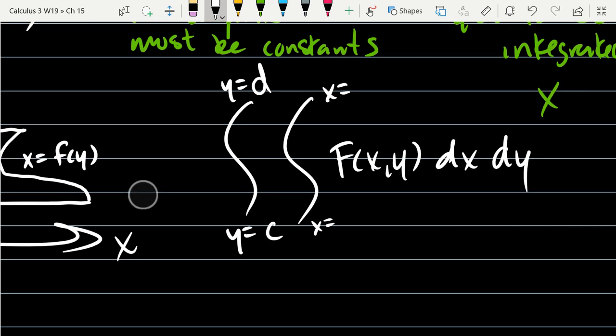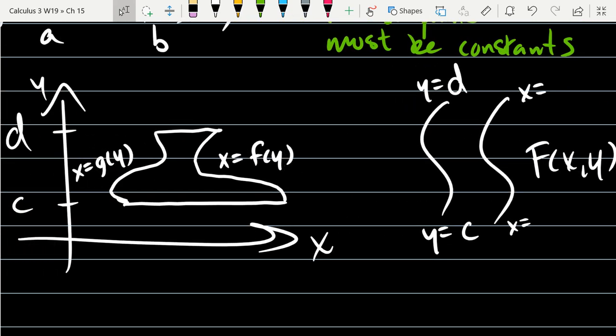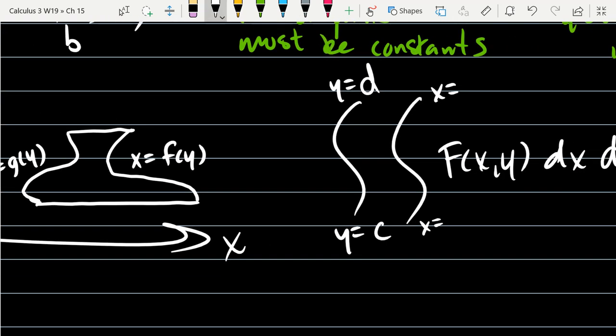Now we go to the x bounds. Is the lower x bound g of y or f of y? I'm looking for the little x bound. G of y, because you want to look closer to the left in this case. You want to get the smaller one, which is on the left. So g of y is small, and then f of y is big.